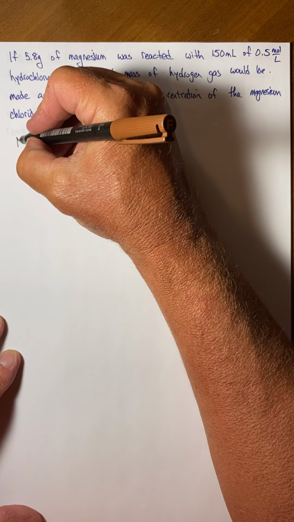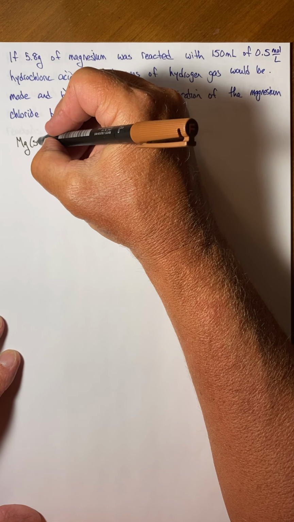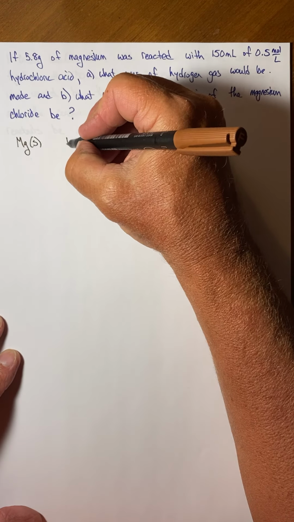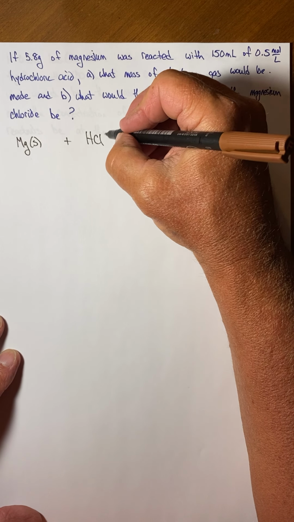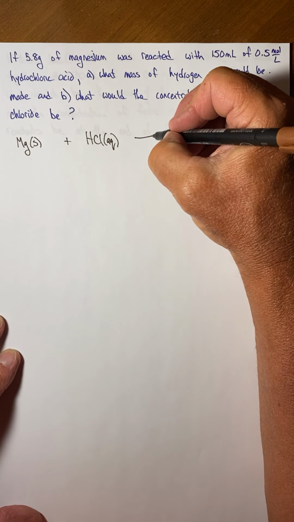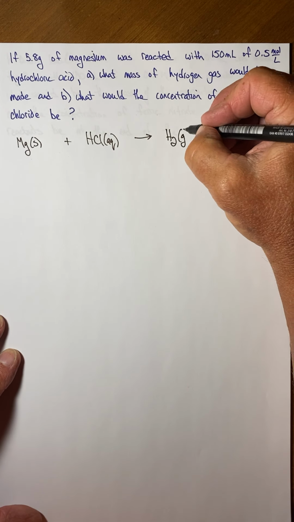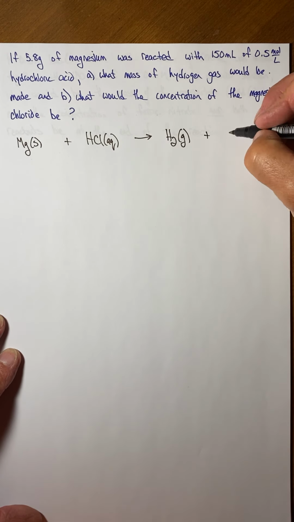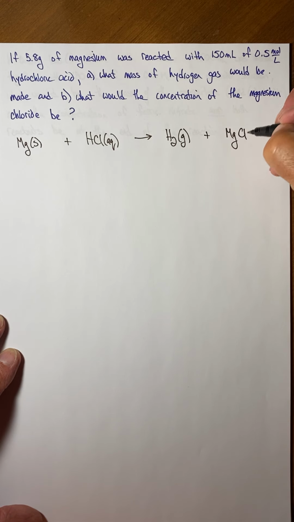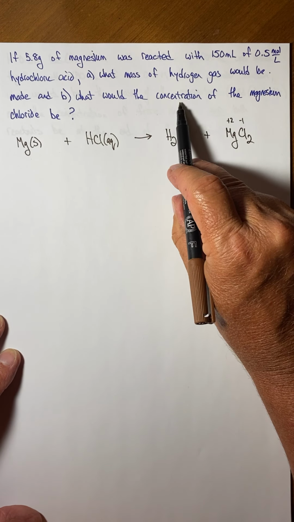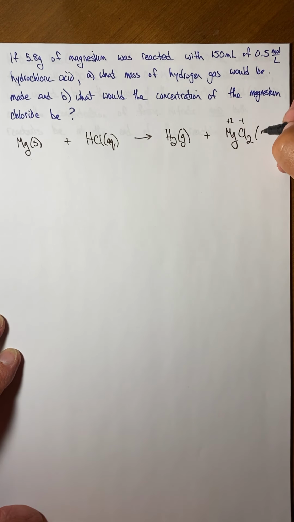So we got magnesium, which we know is a solid. It's going to react with hydrochloric acid, which would be a solution. It's aqueous, and it's going to make hydrogen gas, which is H2. It's one of the bloody seven, and magnesium chloride. Now, symbol, valence, crisscross is going to give me that. And because I'm asking for the concentration, it is a solution.